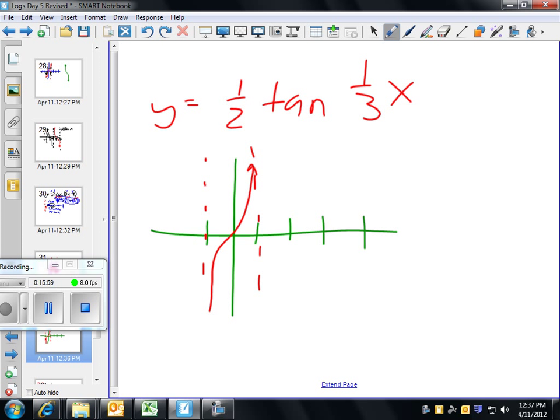Things are looking up when you're getting a tan. Normal numbering, pi over 2. But it's not going to be normal numbering because of that.